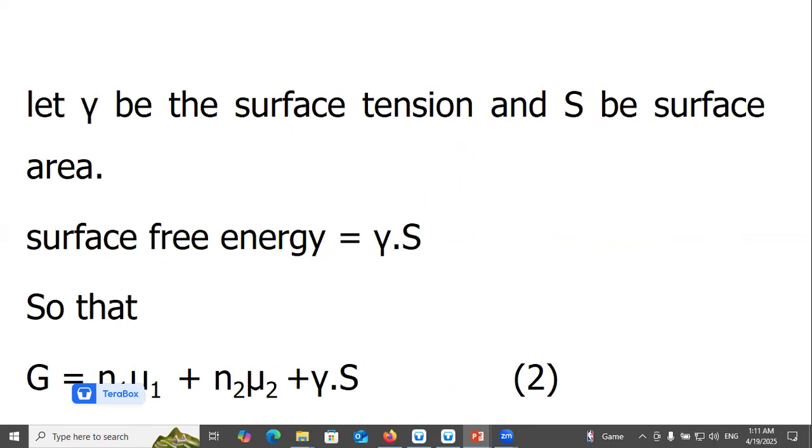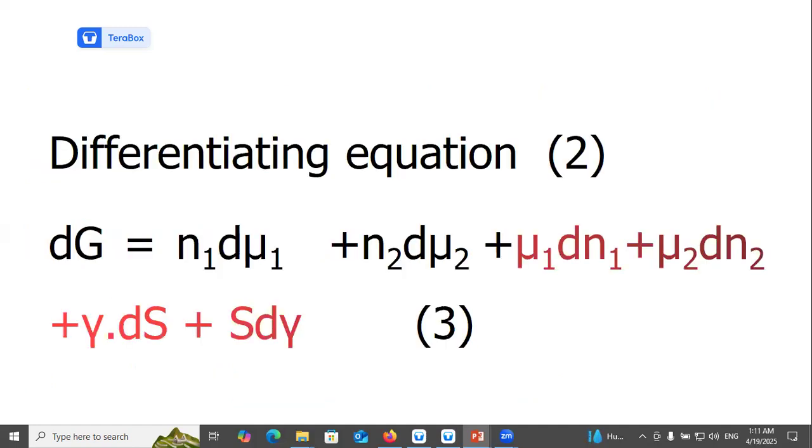Let gamma be the surface tension and S be the surface area. Surface free energy equals gamma S, so that G equals N1 mu1 plus N2 mu2 plus gamma S, equation 2. Differentiating equation 2, dG equals N1 d mu1 plus N2 d mu2 plus mu1 dN1 plus mu2 dN2 plus gamma dS plus S d gamma.